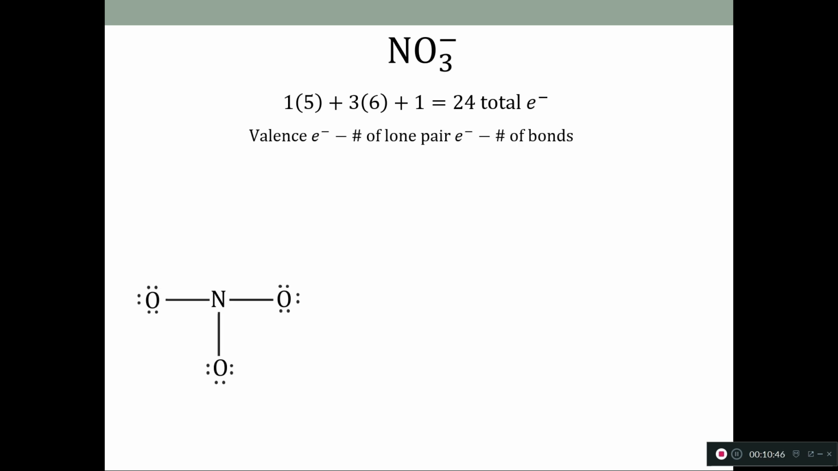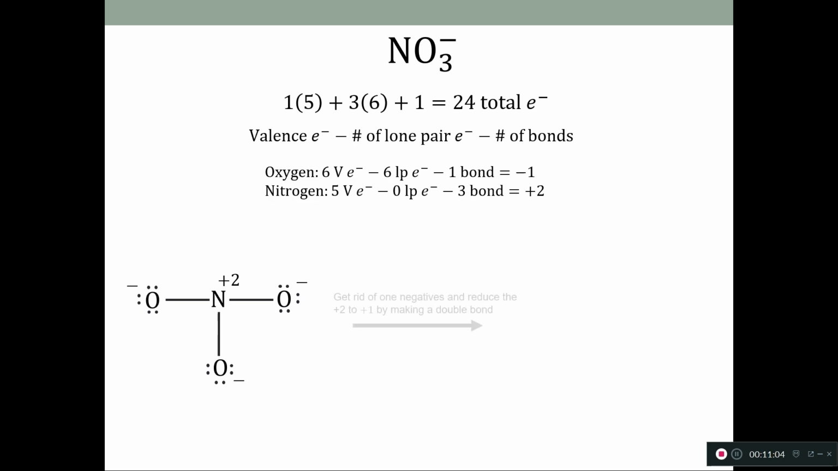Then we want to calculate the formal charge on each atom. So we do that for the oxygen, we get -1. For the nitrogen, we get +2. So we want to reduce these charges as much as possible. We see that the nitrogen does not have a full octet. So we can form a double bond between the nitrogen and one of the oxygens. So we get this structure.